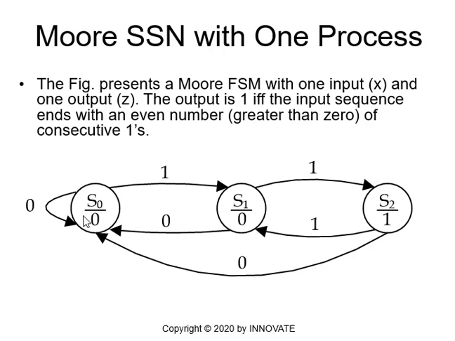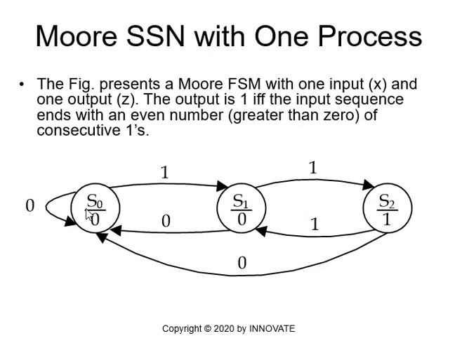ones. So if I'm in S0 and I receive 1, I will go to S1. If I receive another 1, I will go to S2 and the output is 1. So I have an even number of consecutive ones. If I am in S2 and I receive another 1, I will go to S1. If I receive another 1, I will go to S2. So I will have 4 ones now, and the output Z will be equal to 1.